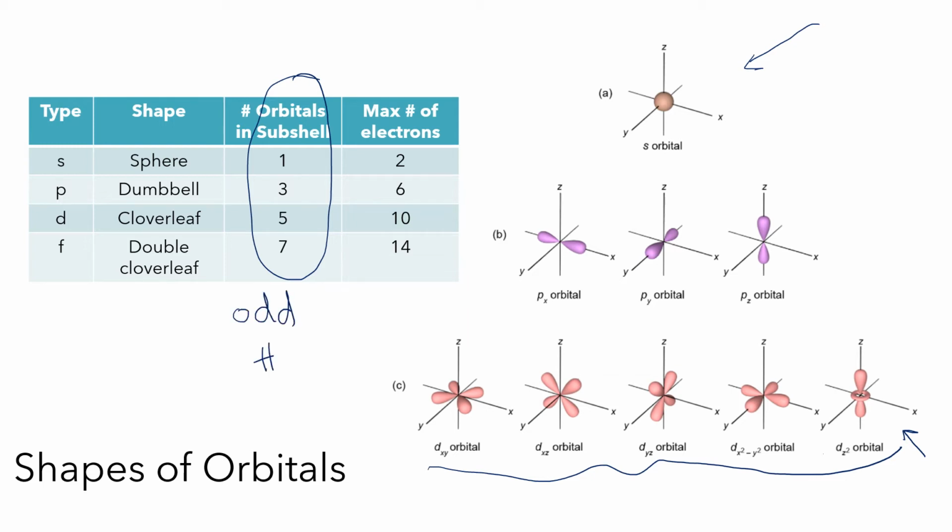And then when we go to put electrons into these orbitals, the most electrons that we can put into one orbital is 2. So in order to figure out the maximum number of electrons in one of these subshells, we're going to take the number of orbitals and double it. So 1 becomes 2, 3 becomes 6, 5 becomes 10, and 7 becomes 14.